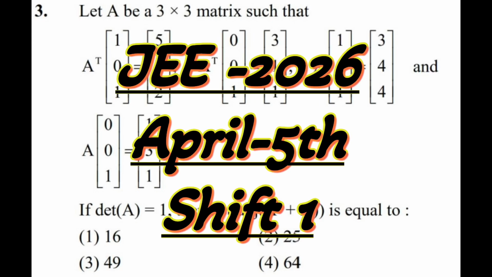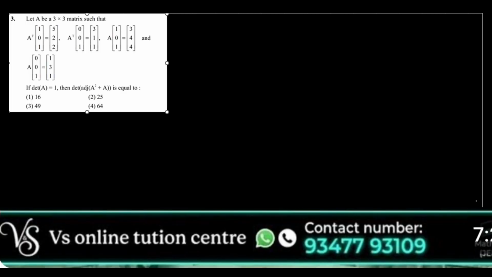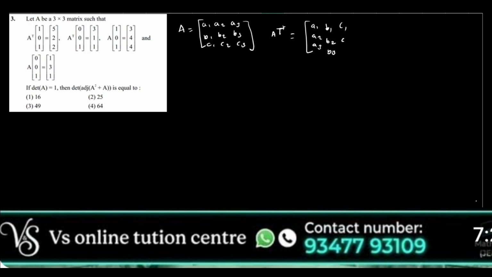Today we will discuss the April 5th problem, shift 1. Given that A is a 3 by 3 matrix, A is equal to the values A1, A2, A3, B1, B2, B3, and C1, C2, C3. It is a matrix, and we also need A transpose. A transpose is equal to the values exchanged: A1, A2, A3, B1, B2, B3, C1, C2, C3. It is the A transpose.